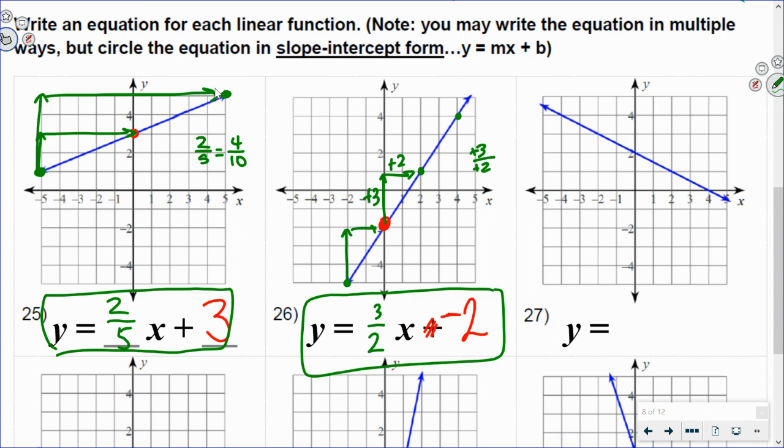Let's do one more on number 27. Roll that marble down. If you need to, pause, write your equation, come on back and check yours. Positive 2. Let's find another point. Actually, there's several. Noticing that it goes down and to the right.